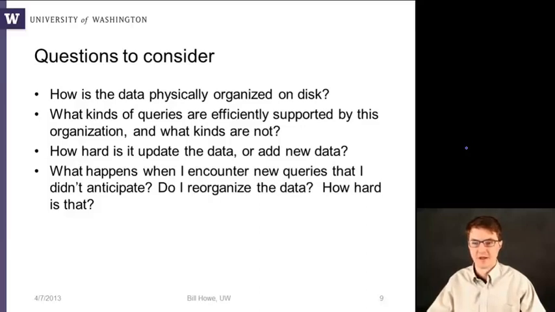Okay. And then what happens if I encounter new queries that I didn't anticipate? Do I need to completely reorganize the data? Do I need to write a bunch of new code? How hard is this? These are the evaluation criteria you're going to use when you're thinking about choosing a platform for your data science task. Or these are some of the questions, or perhaps not all of them. So if broadly your choices are a pile of files, an off-the-shelf database, a NoSQL system, or something else, having these questions in mind as you're evaluating the pros and cons is going to be really important, okay? All right.